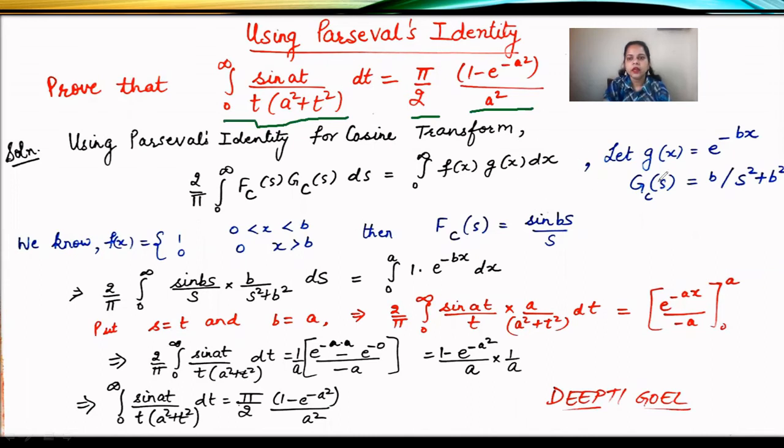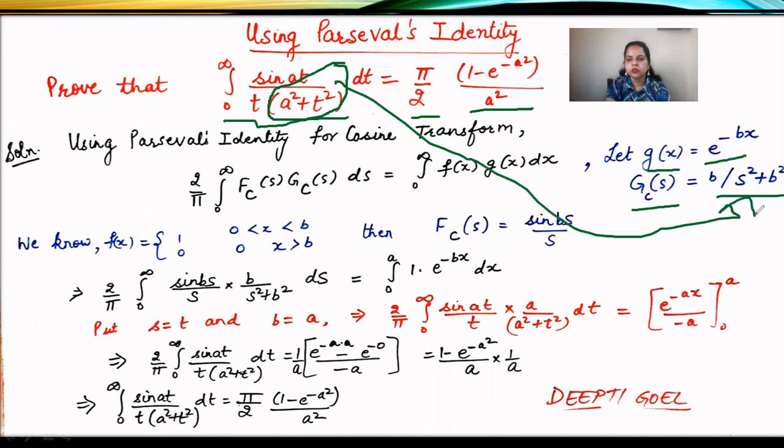So we know that if we choose a function g of x which is e to the power minus bx, we get the Fourier cosine transform for such a function to be b upon s square plus b square. So there is a term, 1 upon a square plus t square, which is of the form of this b upon s square plus b square, because there is a constant term involved here. So there is no t in the denominator. So we have chosen the Fourier cosine transform of e to the power minus bx to be b upon s square plus b square.